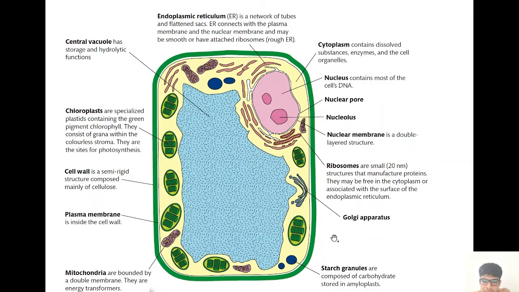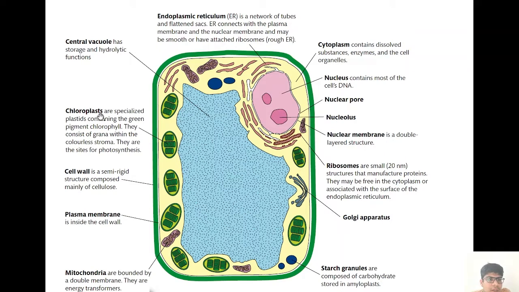Golgi apparatus here, and starch granules are composed of carbohydrates stored in amyloplasts, and mitochondria are bounded by a double membrane. They are energy transformers. Plasma membranes are found just inside the cell wall. The cell wall is a semi-rigid structure composed mainly of cellulose. It is made up of cellulose.